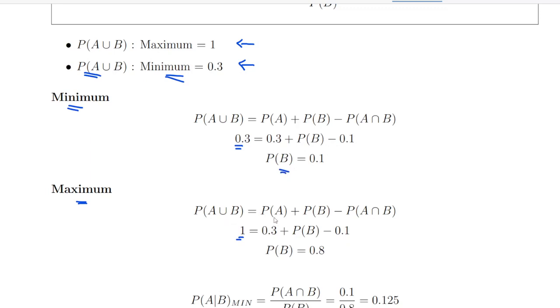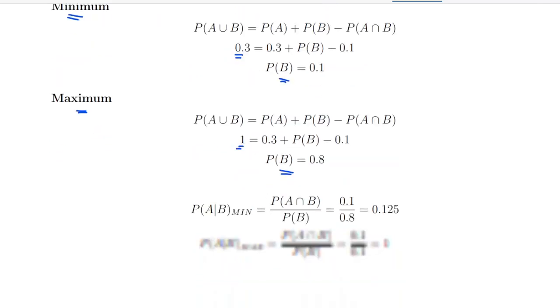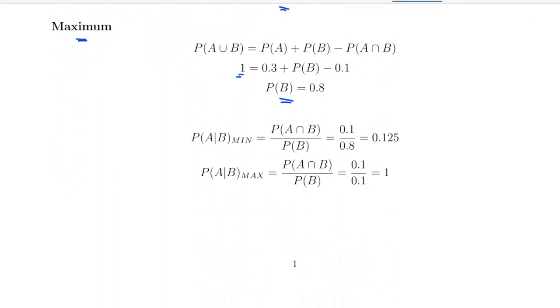Probability of A union B equals the probability of A plus the probability of B minus the probability of A intersection B. In this case, probability of A union B is 1, where that is a maximum. And in that case, we have 0.3 plus the probability of B minus 0.1. That works out so the probability of B in the maximum case would be 0.8. So we know probability of A intersection B is 0.1 in both cases, something we were told earlier on. And we have two different values for probability of B, depending on whether it's the minimum scenario or the maximum scenario.